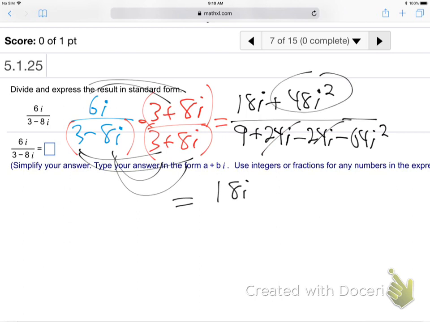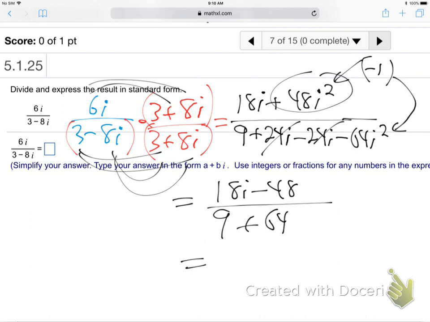Now what are you going to do with 48i squared? Switch the sign. Yeah, that's a negative 1, huh? So that's going to become minus 48. Same thing down here. That guy's a negative 1, so it'll become plus 64. So we get 18i minus 48 over whatever, 73.